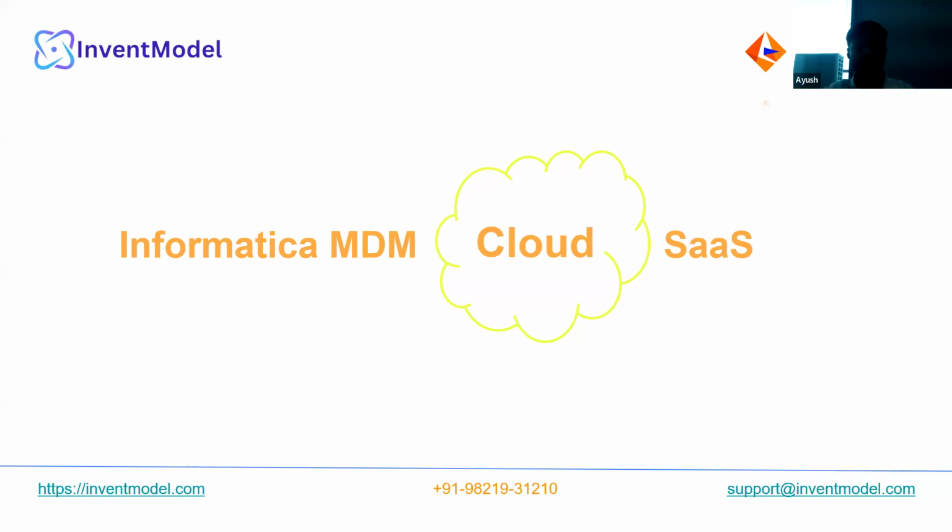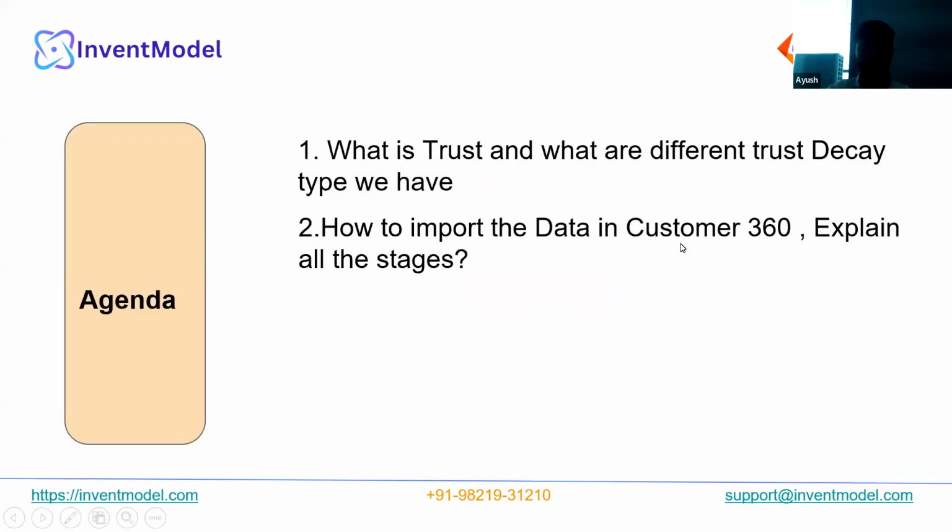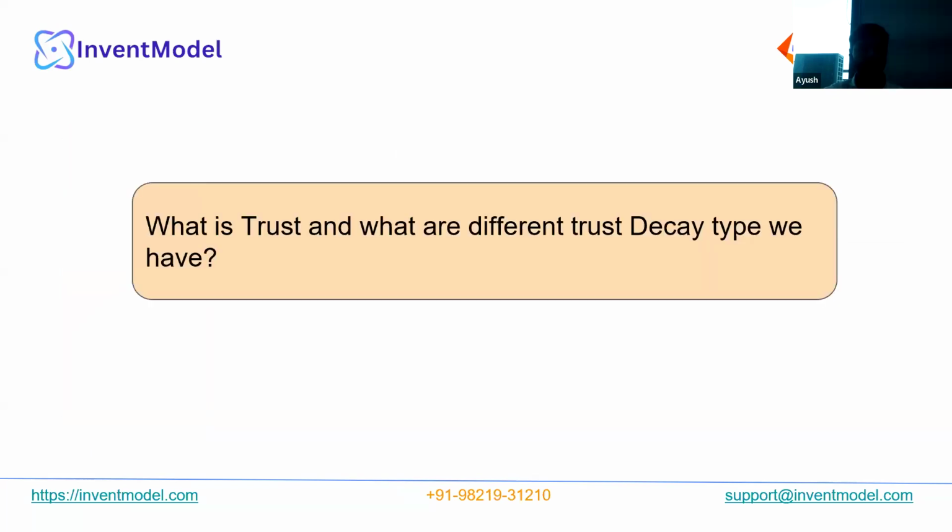Now I'm going to cover the remaining topics that are left from the previous session. So the agenda of today's presentation is to cover the following topics. What is trust and what are the different trust decay types we have? And the second point is how to import the data in Customer 360 and explain all the stages. So the first point is what is trust and what are the different trust decay types we have?